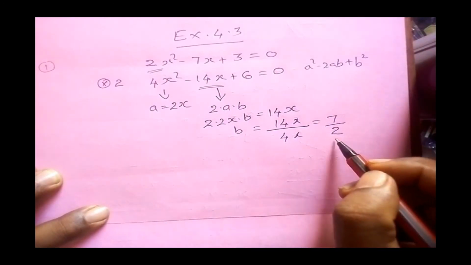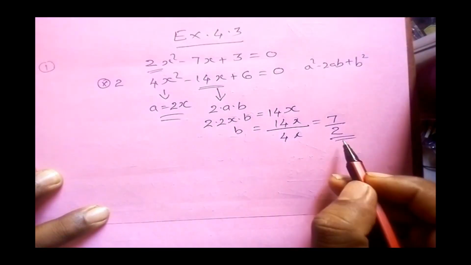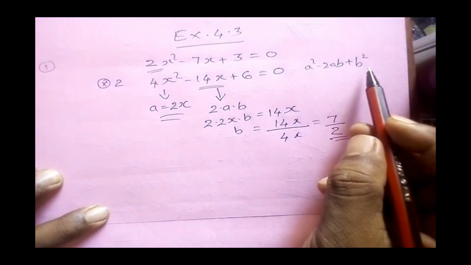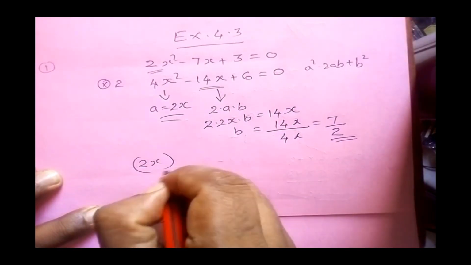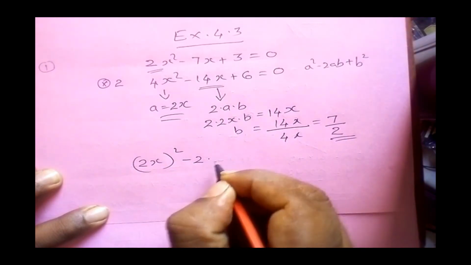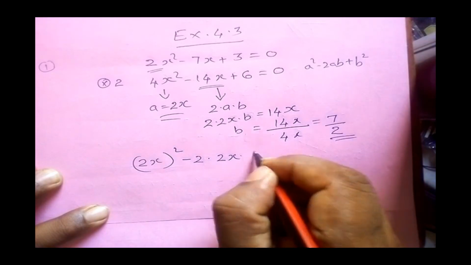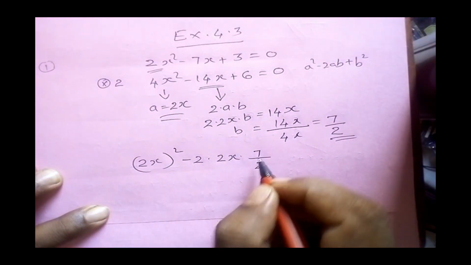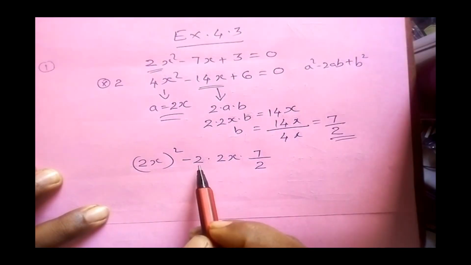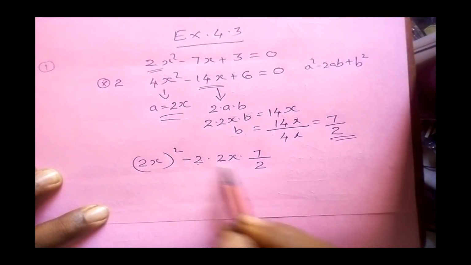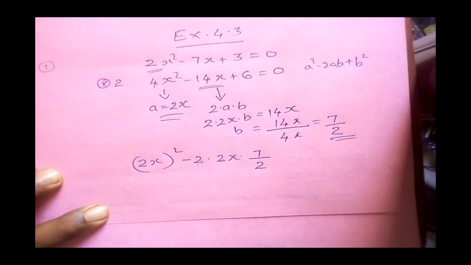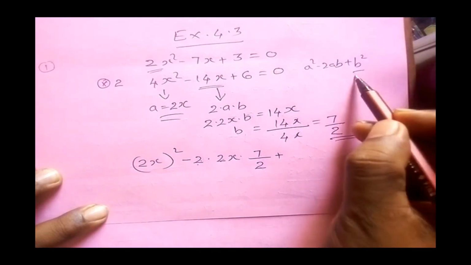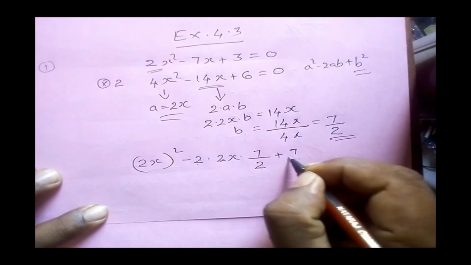Okay. Now we have a and we have b. So we can write in the form of a minus b the whole square. That is 2x the whole square minus 2 into 2x into 7 by 2. After writing this, we can cross check with the value. 2 into 2x into 7 by 2. 2 and 2 getting cancelled here. 2 into 7, 14 here. Okay, fine, x. Then what will be the third term? Third term will be b square. b square means 7 by 2 the whole square.